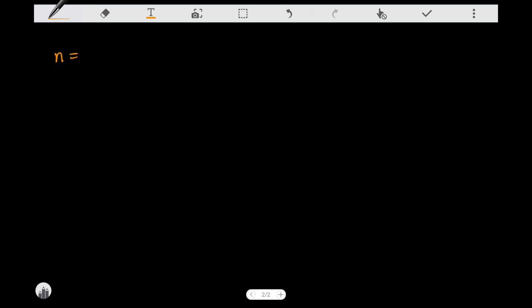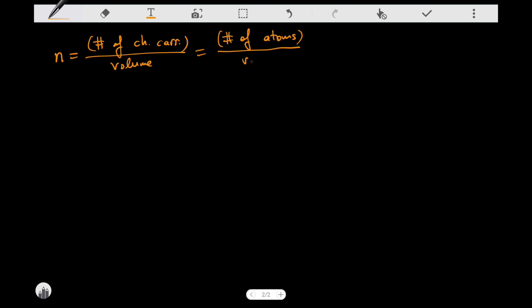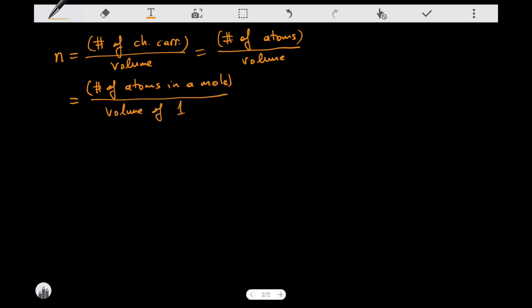The number density of the charge carriers is basically the number of charge carriers divided by volume. And since the given information says that each atom contributes one charge carrier, this is the same thing as the number of atoms divided by the volume. To be able to compute this, we can assume a certain volume. You can choose this in any way you want. There should be some methods that you're comfortable with, but I'm going to take 1 mole. So as a result, I'm going to write the number of atoms in a mole divided by the volume of 1 mole of atoms.